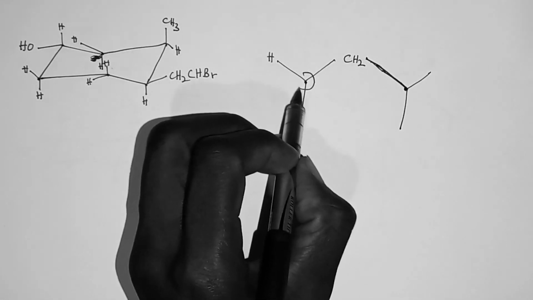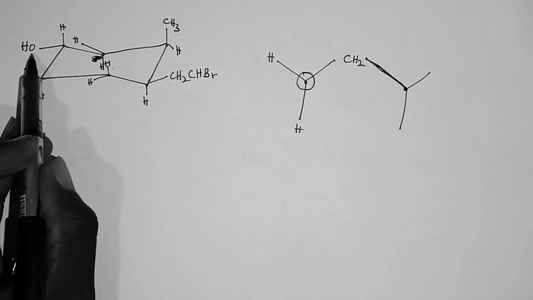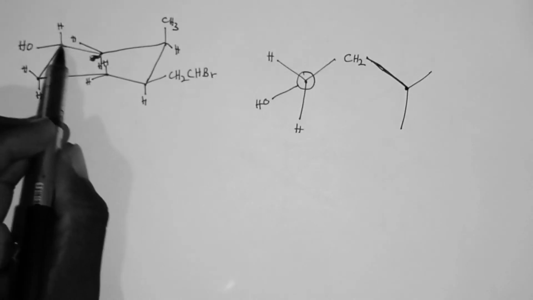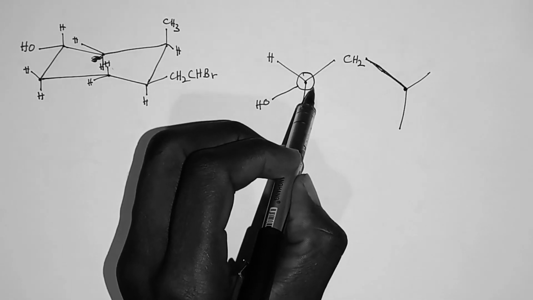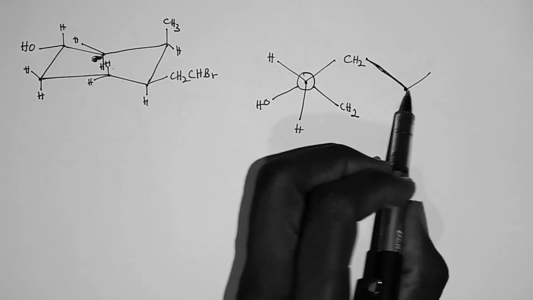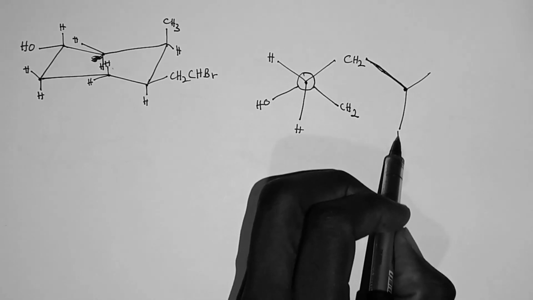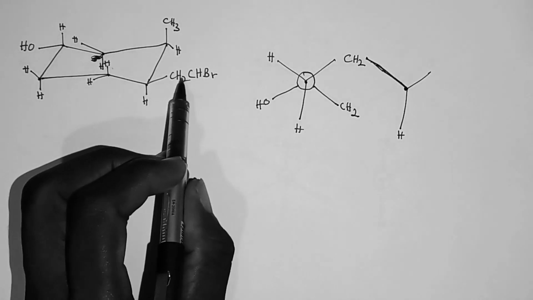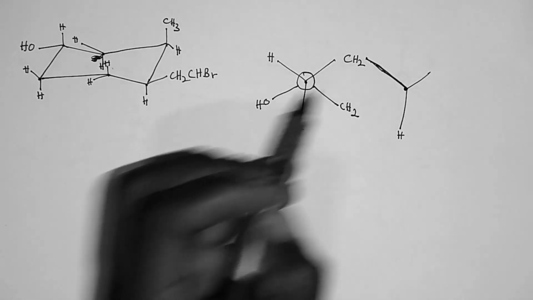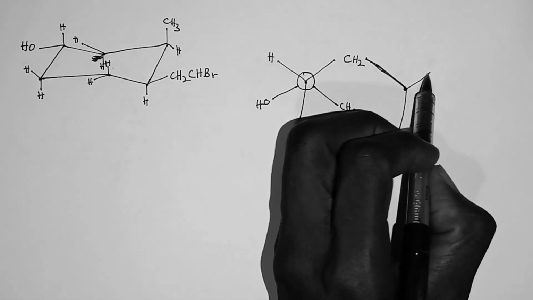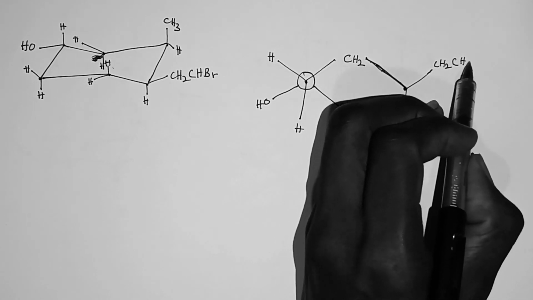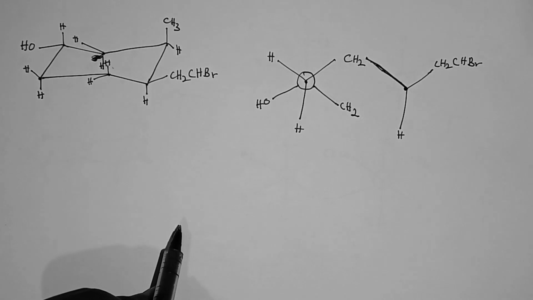Now let's draw the carbon at the back. You see that to the left hand side is an OH. And then to the right hand side is a CH2, so there is another CH2 over here. And then let's come to this part. The down part is a proton. And then to the right hand side is a CH2CHBr, so CH2CH and then a Br over there.